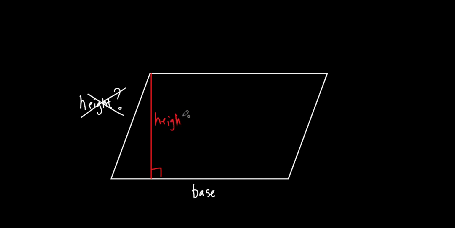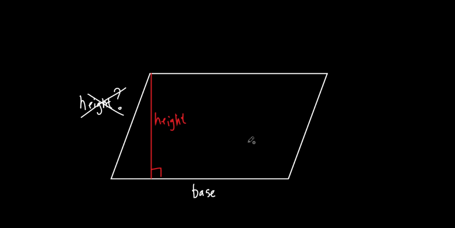Not the slanted one. Everybody see it? Why not the slanted one? Why is that not the height? It's not perpendicular to the base. You got it. Okay, very good. All right, so the base and the height have to be perpendicular to each other. You got it? So that's the height, or if this is the base, then that is the height.